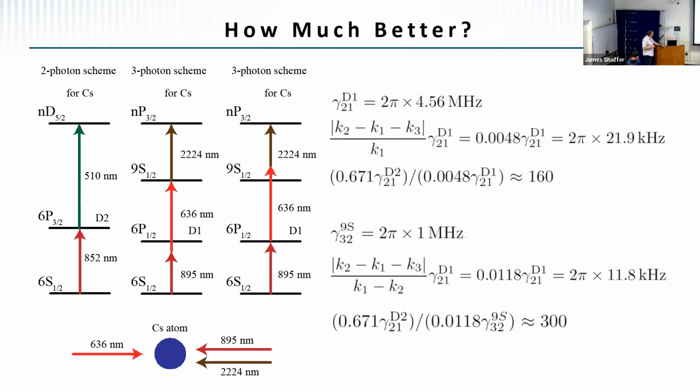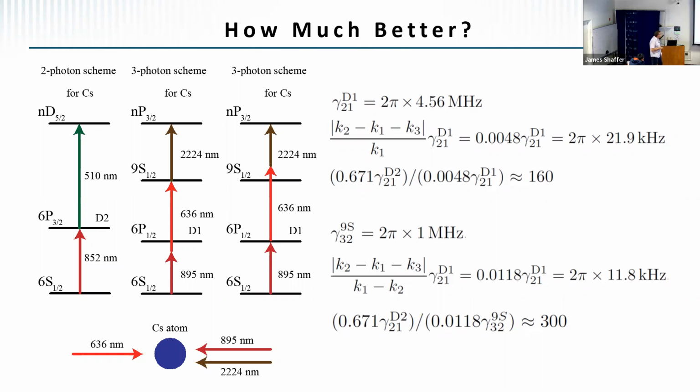Instead of using the D2 line, we use the D1 line. And then we also go up to a higher state. It's actually a Rydberg state, a 9S state. And then we use an infrared photon to go up to the Rydberg state. There are some interesting things about the physics of using three photons, but the main motivation is that we can get almost perfect, well, not perfect, but approximate Doppler cancellation in this configuration, where we have counter-propagating 895 nanometer and 2.2 micron lasers to the 636 beam. And you can see that using the information I gave you in the first lecture.